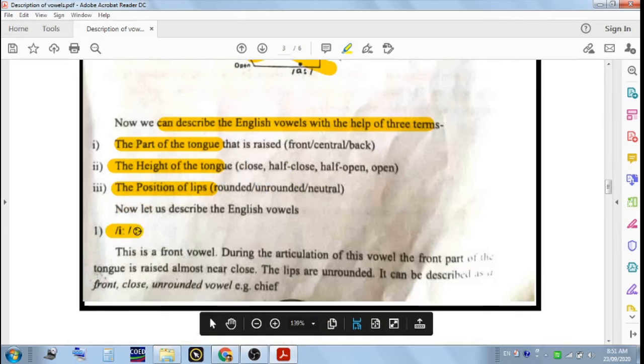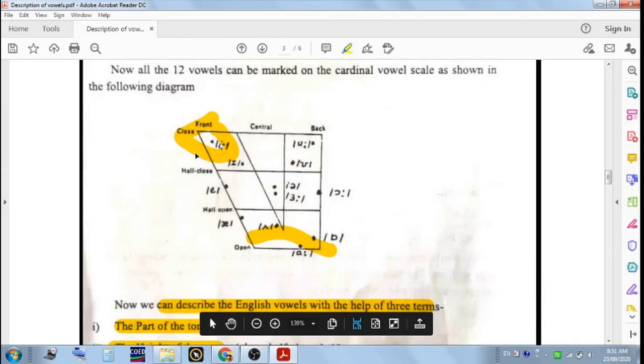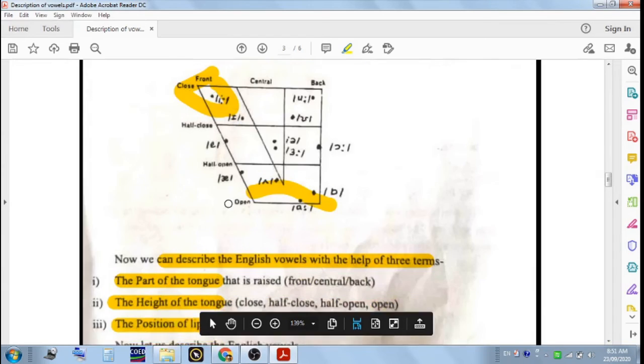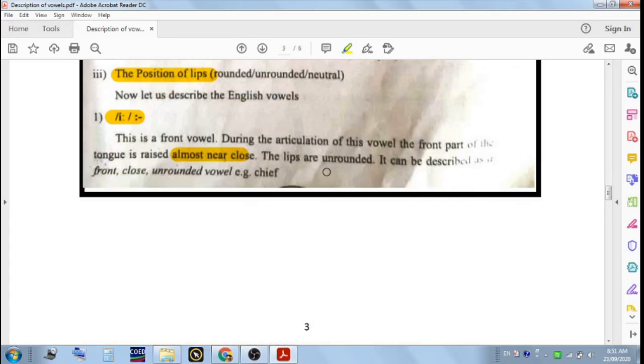So E, see for example, this is the front vowel. During the articulation of this vowel, the front part of the tongue is raised almost near the close. The lips are unrounded, E. So the shape of the lips is not rounded, it is unrounded. It can be described as the front close unrounded vowel.